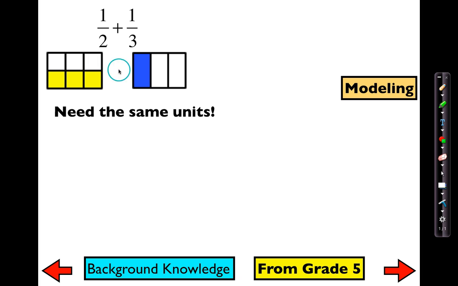So here, if you split these in thirds and you split these in halves, you'd be able to see that you can compare them more. You'd be able to actually compare them because they're in the same units.